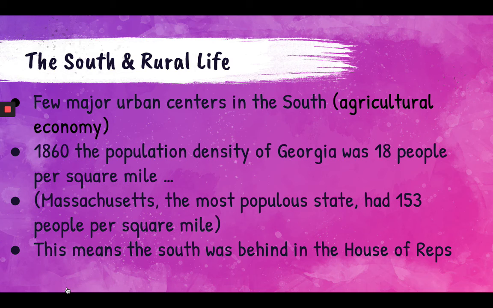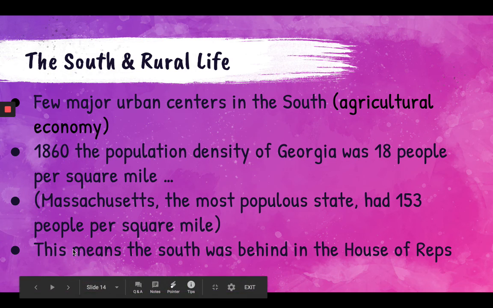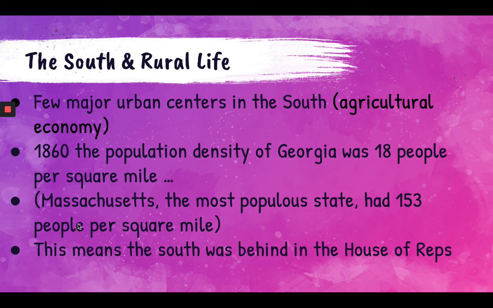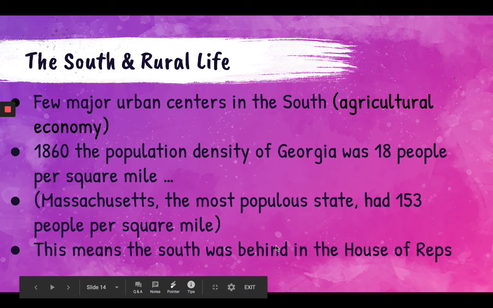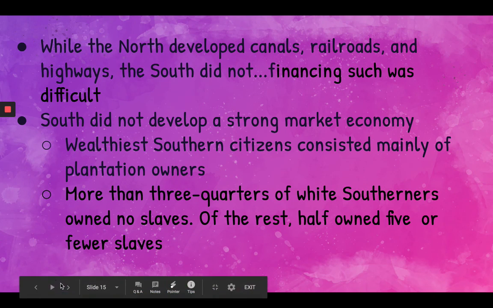For the South, there were few urban areas, and by 1860, the population density of Georgia was only 18 people per square mile. So the South was definitely not as densely populated as the North, which meant they also had fewer members in the House of Representatives. Everybody has the same amount in the Senate, but the number of people you have in the House is based on your population.